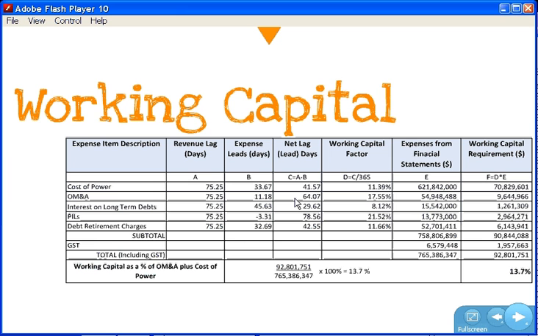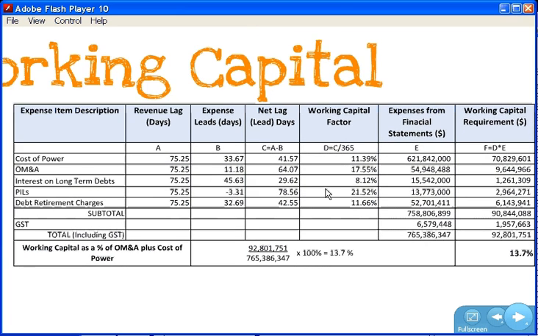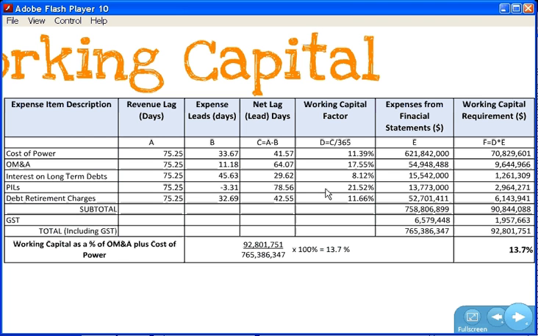The revenue lag less the expense lead gives you a net lag, and this net lag times the actual number of days in the period will give you a percentage of lead lag, or the working capital factor. This is step one in the lead lag study. Once we have this, we multiply it by the actual cash expenses for the specific item, and this will give you the working capital requirement.